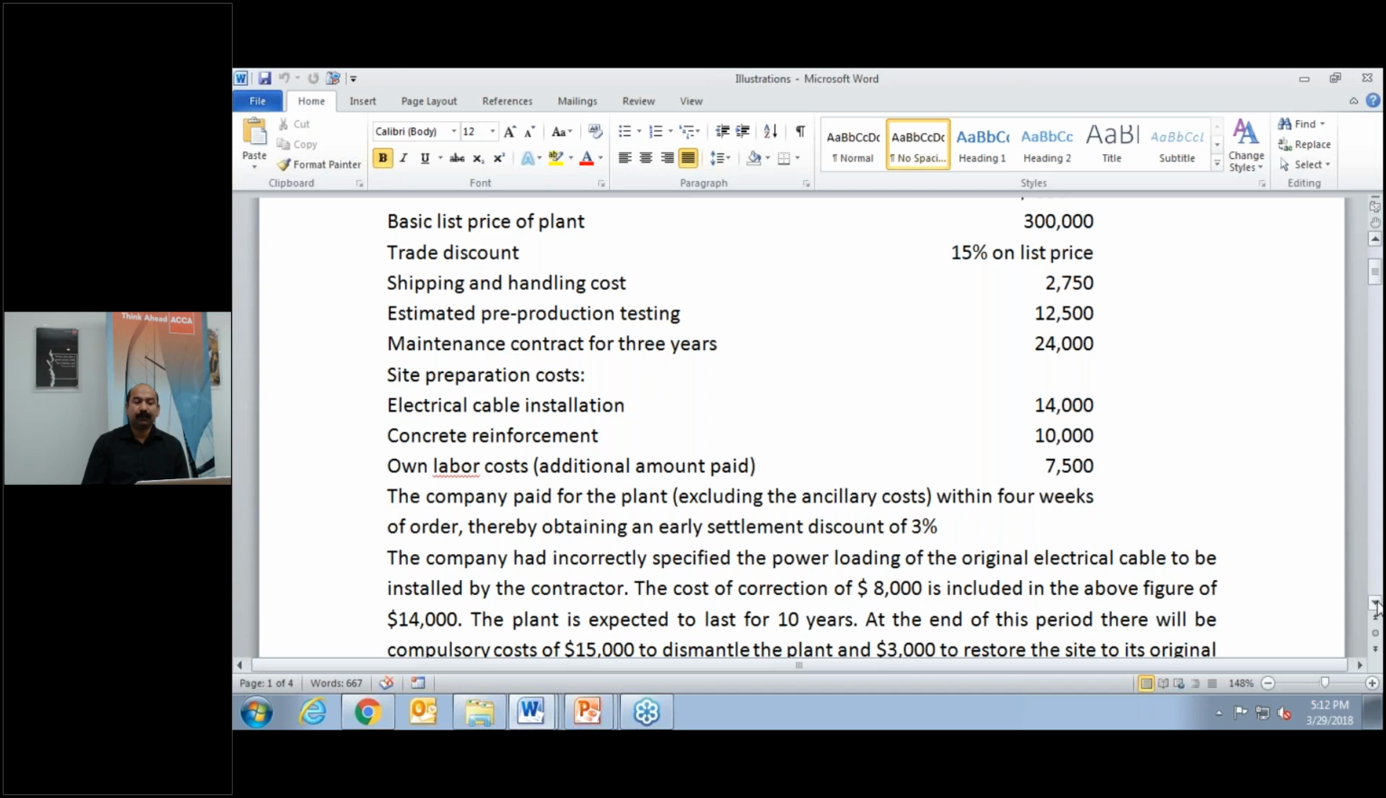The plant is expected to last for 10 years. At the end of this period, there will be a compulsory cost of 15,000 to dismantle the plant and 3,000 to restore the site to its original condition, two different costs. Here we shall be ignoring discounting. Calculate the amount at which the initial cost of the plant should be recognised.